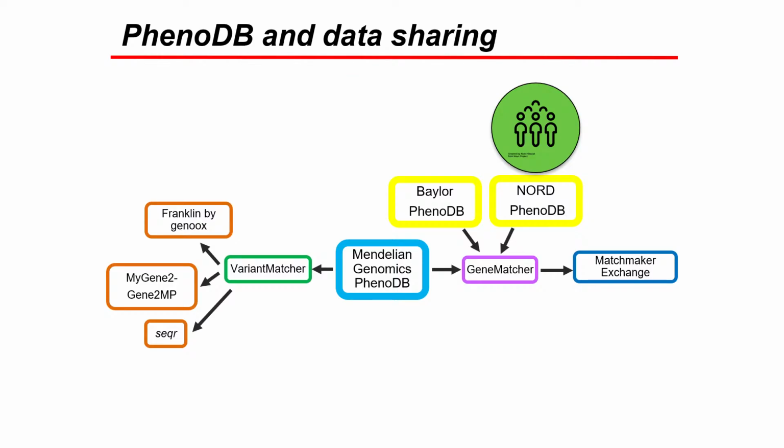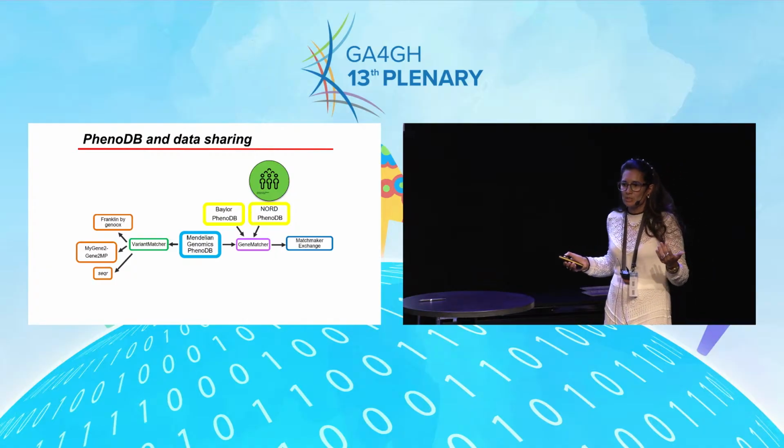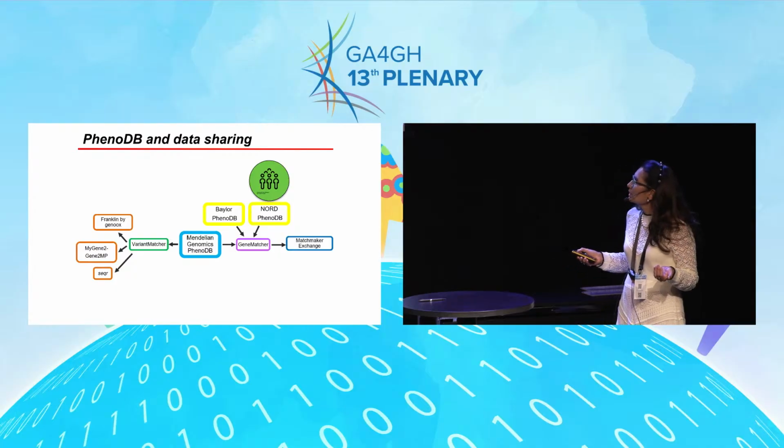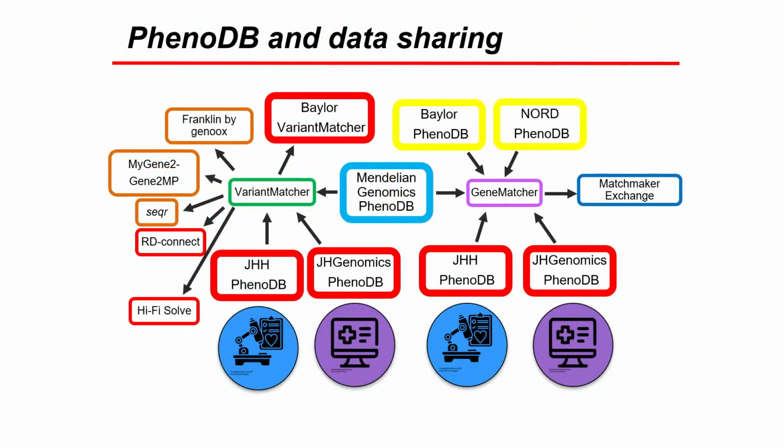And here on this side, we start a second project that is a continuation of the Matchmaker Exchange. I think at some point we thought it was going to be called Matchmaker Exchange V2, but right now we have the variant level matching project, and I'm going to show you a little bit about it later. But the same way we have connections through the Matchmaker Exchange, we want to have connections through this variant level matching project. As of today, VariantMatch is connected to Franklin by Genoox, MyGene2, Gene2MP, and Seqr at the Broad. As that continues, everything that is in red here is the plan for next connections.